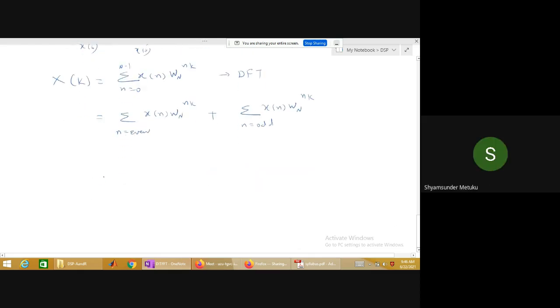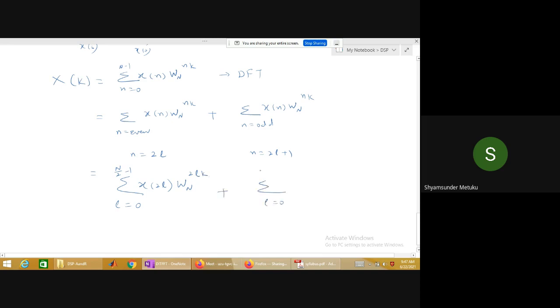To get only even samples, can I make n equal to 2l here? Here n is equal to 2l plus 1. So in this case, l is equal to 0 to N by 2 minus 1, isn't it? Because half the samples, no? Don't substitute here. N equal to even means you will ultimately get half the samples. I can write x of 2l, W_N to the power of 2lk. Can I write this way?